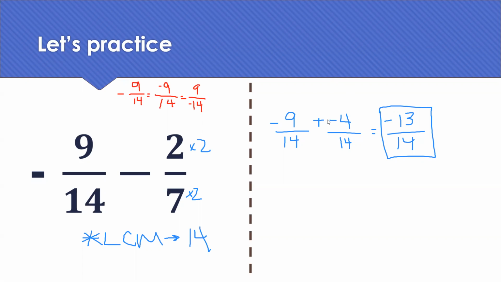Like I told you to do, you're going to KCO it, so it was a subtraction problem. So it was written like that. Negative 9 minus 4. What I did was I made that addition, so keep, change, opposite. Now I have negative 9 plus negative 4, and I get negative 13. Keep my denominator, which is 14, and I get negative 13 over 14.